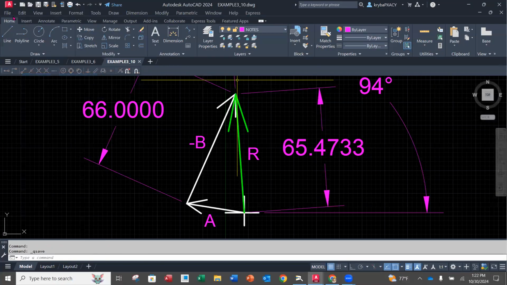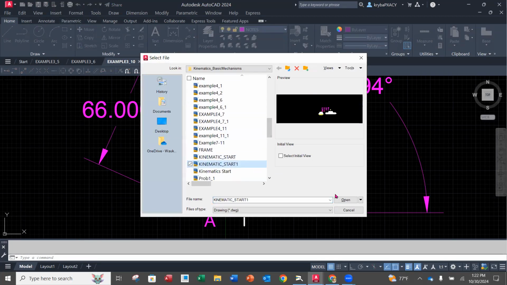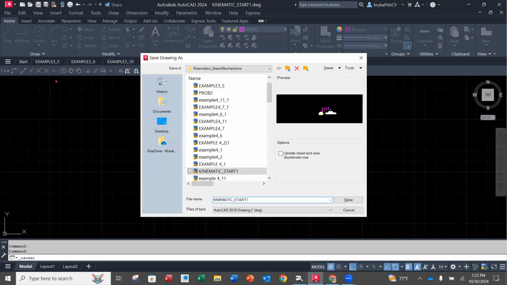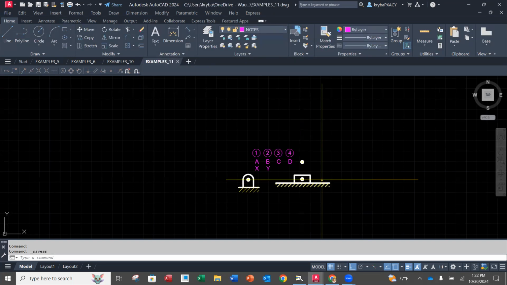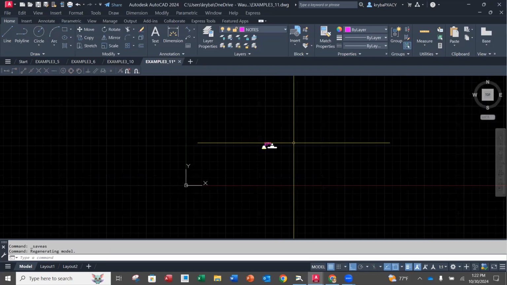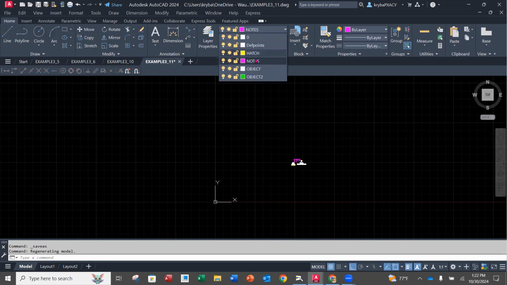So I'm going to do a save, and then I'm going to do an open, and we're going to get our, first of all, we're going to open up our start file, save it. Sample 3_11. Save. Okay. And this one, start.